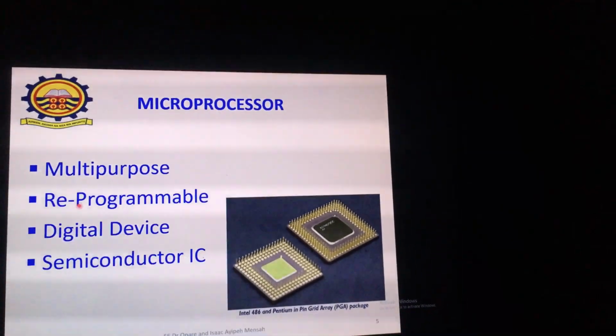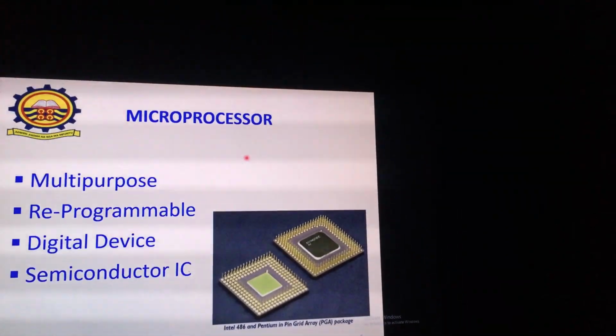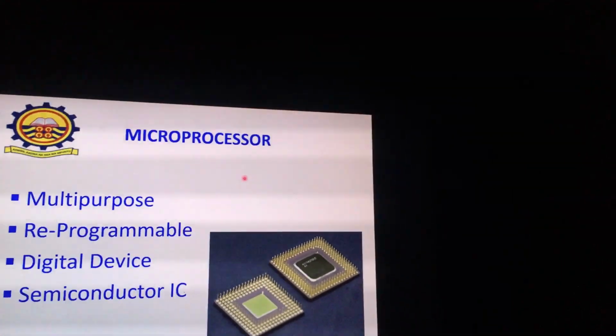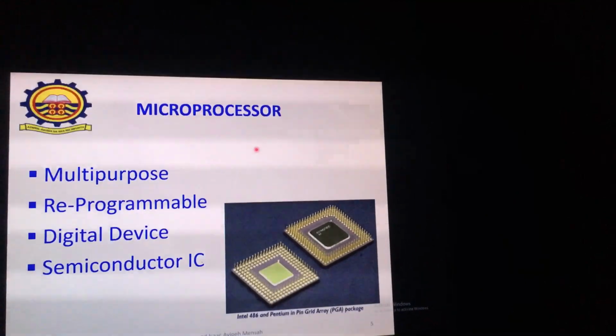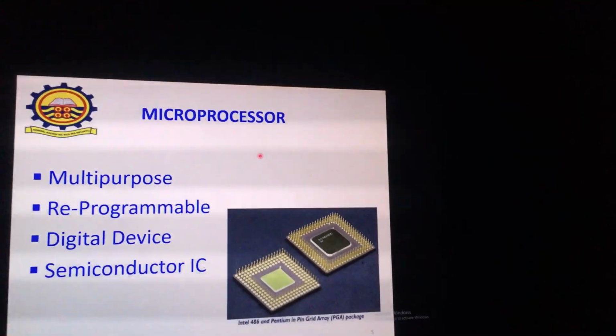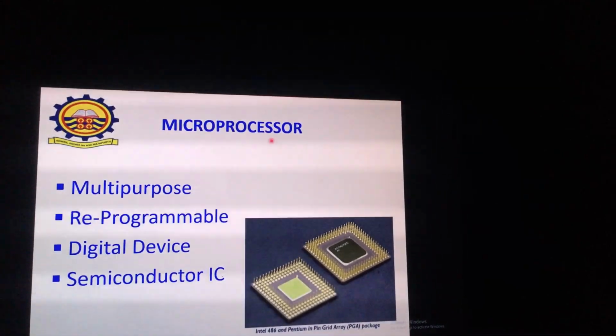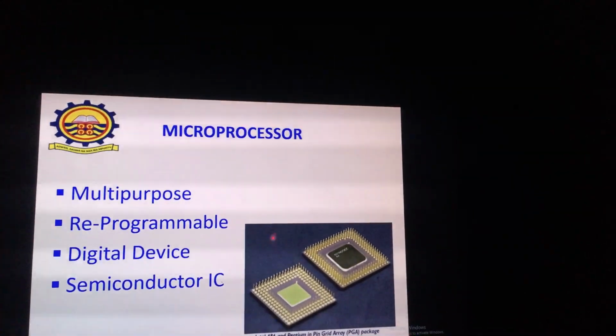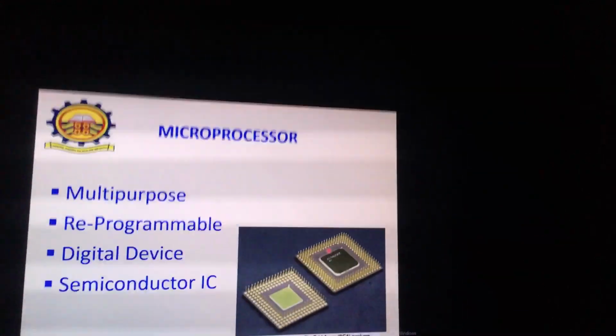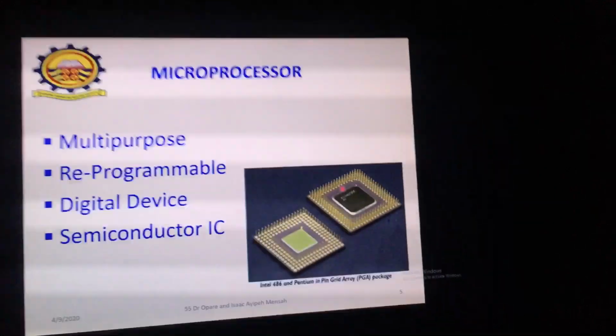So for this course today, we are looking at the microprocessor, and we are saying that it's a multiple purpose reprogrammable digital device and a semiconductor IC, which is able to do multi-purpose jobs or different tasks at the same time. So to that effect, when we talk about the microprocessor, it is a very small chip like you see over here, which has a lot of things embedded in it, and it can be used for different purposes.